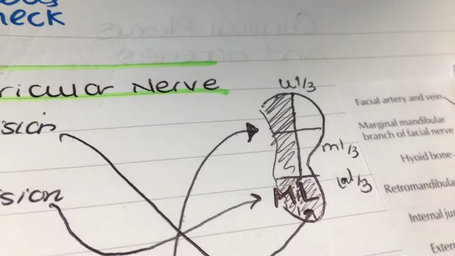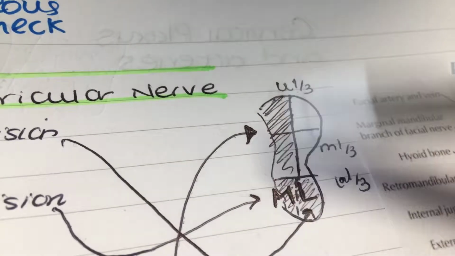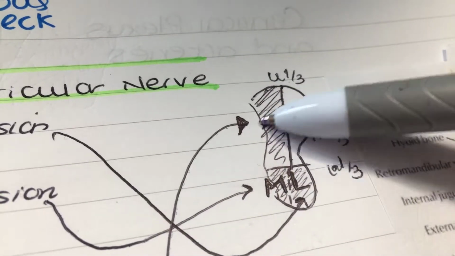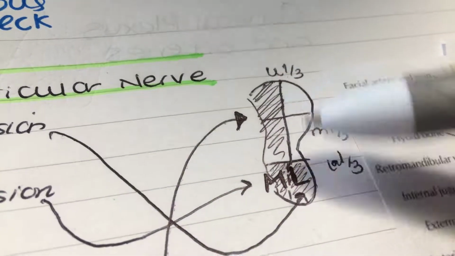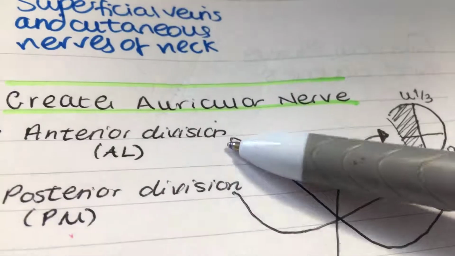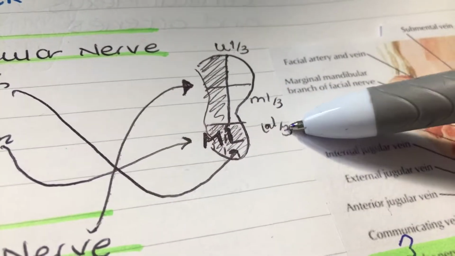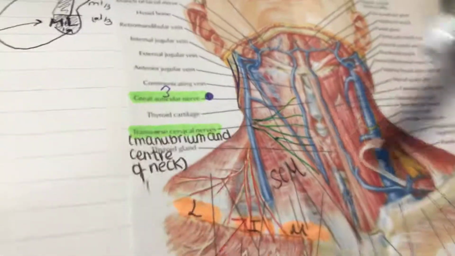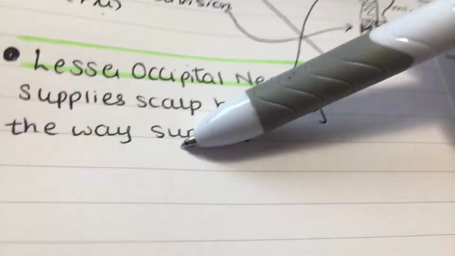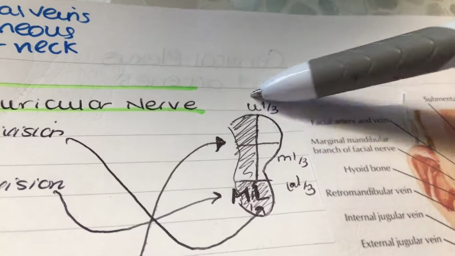The ear itself, this is the pinna. The pinna is the outer portion of the ear, which is outside of the skull. So it has an upper 1/3, a middle 1/3, and a lower 1/3. The anterior division will innervate the lateral aspect of the lower 1/3, whereas the posterior division will innervate PM, so the medial aspect. Now finally, you've got the lesser occipital nerve, which I can't see on this diagram here. However, this is the lesser occipital nerve. It will supply the scalp, but along the way it also supplies the upper and middle 1/3, but only the medial aspects.